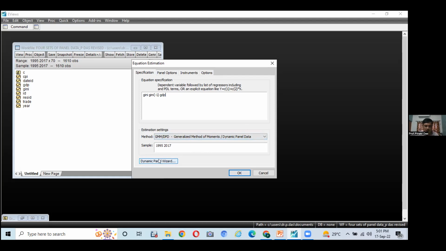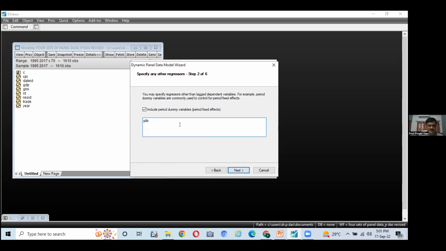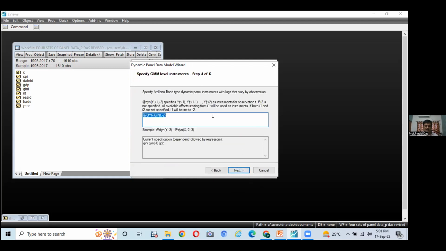I go to the dynamic panel wizard. Gini is the dependent variable, GDP is the independent variable, and include period dummy, that is the second step. The third step is the orthogonal deviation. The fourth step is the Arellano-Bond type instrumental variable, which is all automatically taken by the software and specified by its name, @dyn Gini -2.